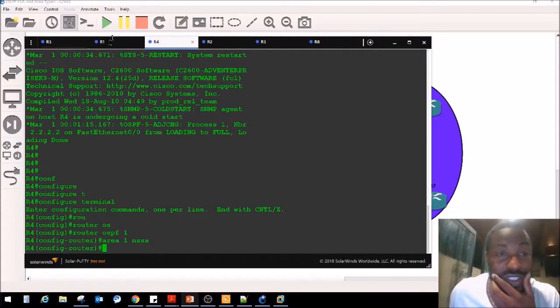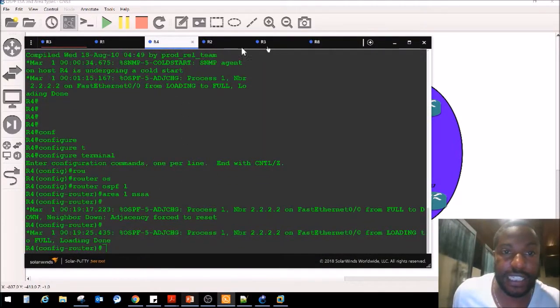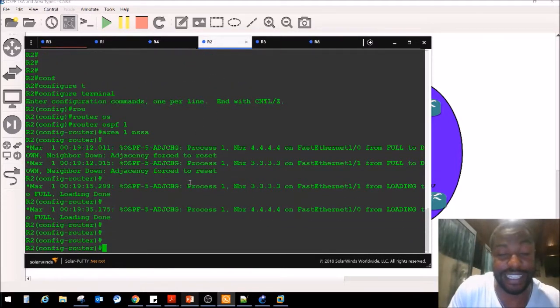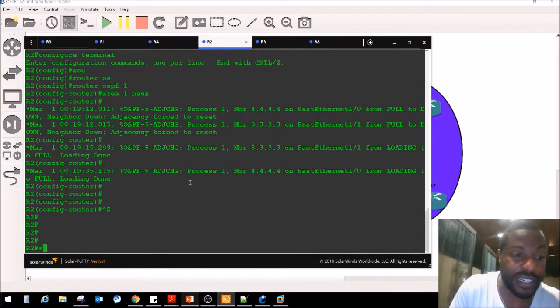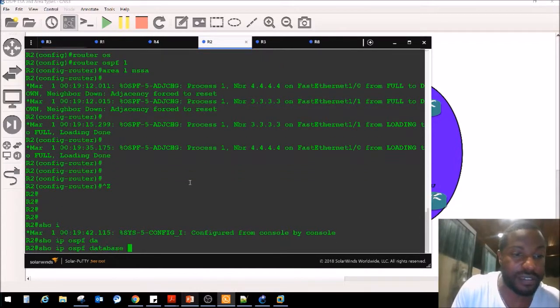We turn this whole area into an NSSA, so these should generate type 7 LSAs. Let's go ahead and check. Let's go to router 2 and see if we got some type 7 LSAs. Tongue twister there. Show IP OSPF database.